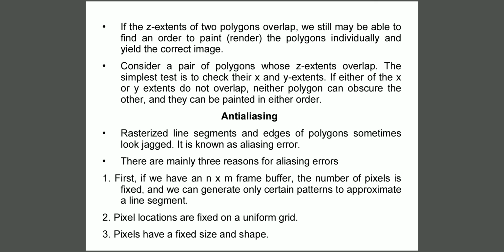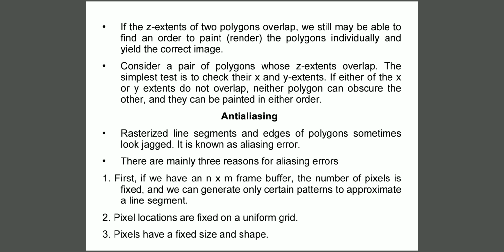There are three reasons for these aliasing errors. First one is, when you consider any computer system or graphic system, we have a fixed number of pixels. The number of pixels present in a system is fixed. We cannot increase or decrease the number of pixels. Using the pixels we already have, we can display any object on a screen. That is the first problem.